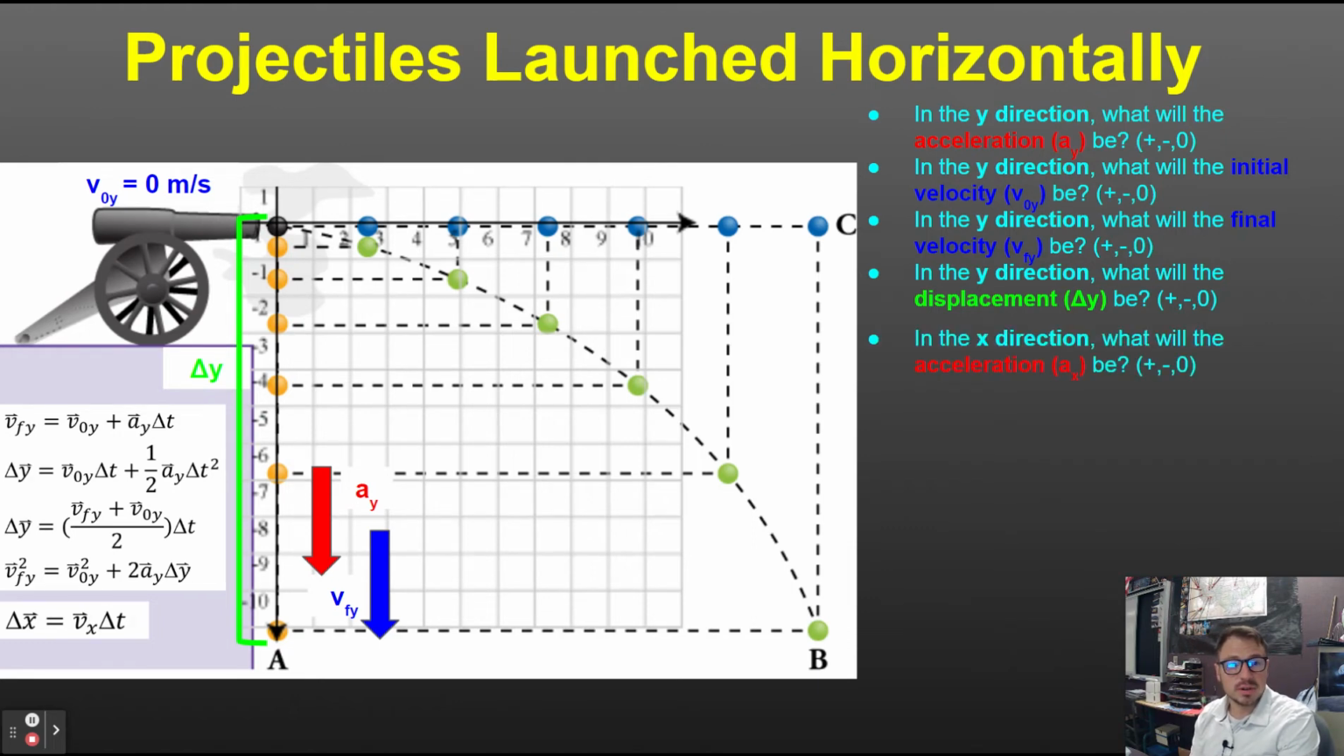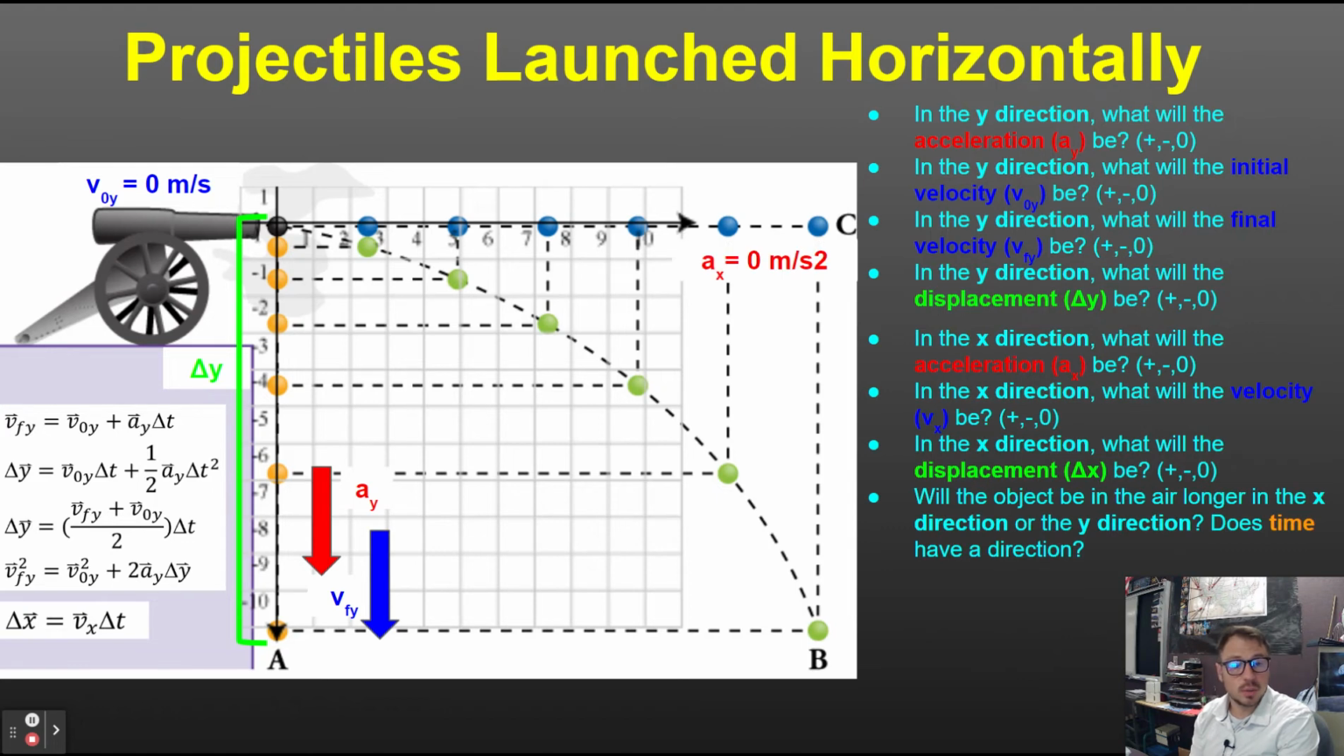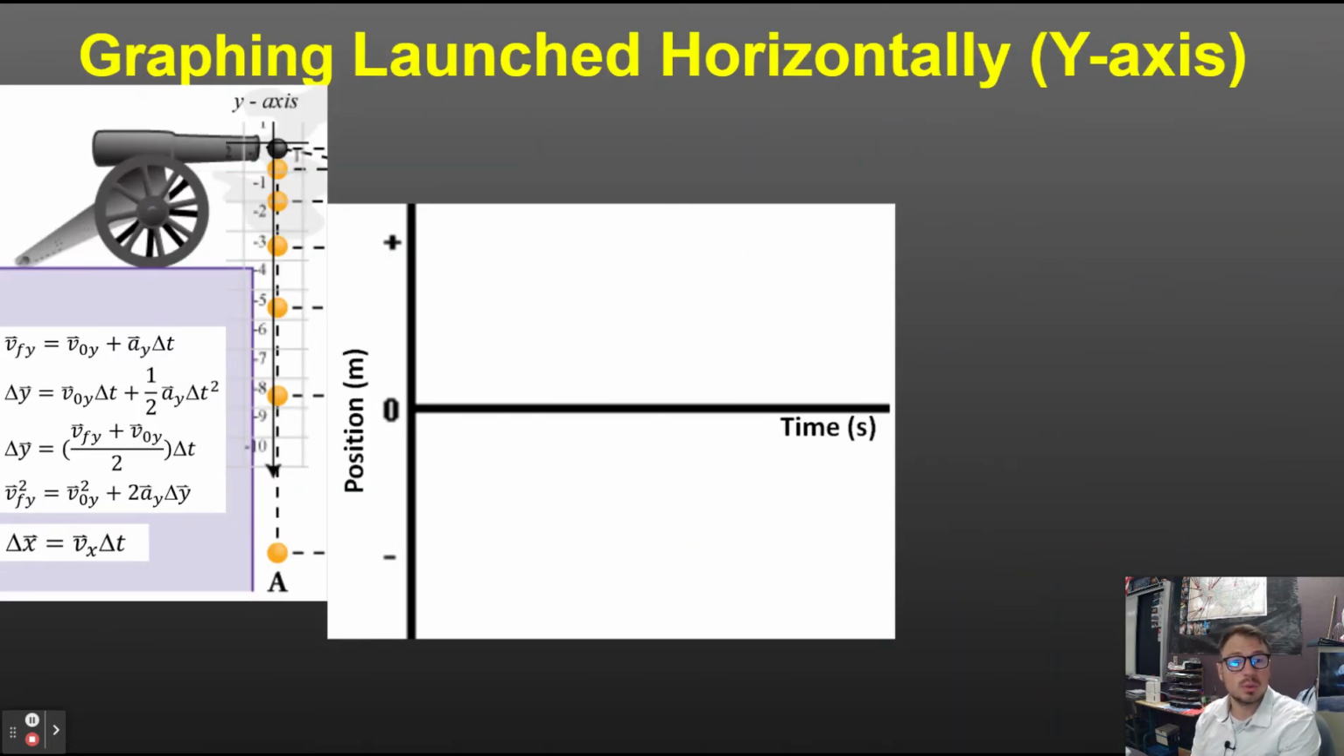Now, in the x direction, well, the acceleration is going to be 0. The velocity is going to be positive because it's moving to the right in the positive direction. And the displacement is going to be positive because its final position in the x direction is to the right of that initial position. Now, the last question there is, will the object be in the air longer in the x direction or the y direction? Time doesn't have a direction. The time is what links both the x and the y together because that's just the time interval that this object is in the air, what we're looking at.